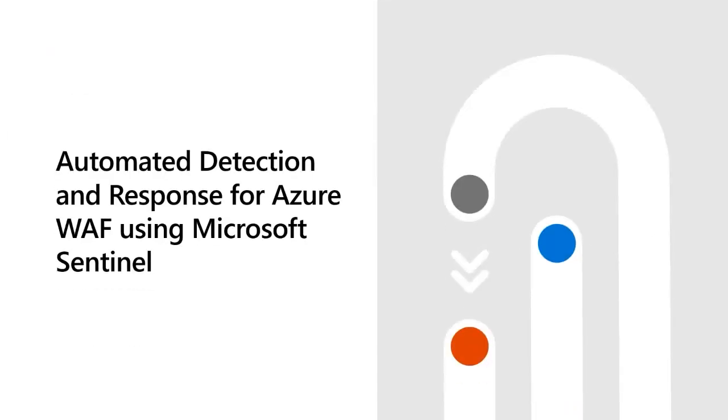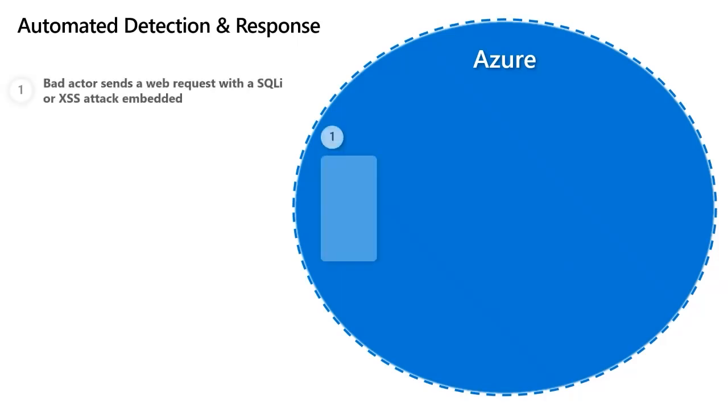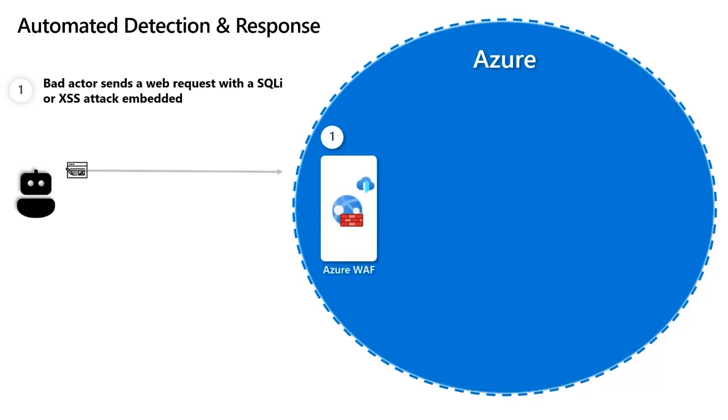All right, so now we're going to start talking about the method to automate detection and response for Azure WAF using Microsoft Sentinel. So to put the technique into perspective, I'll cover what happens once it's enabled in the environment. So first, a malicious actor will send a request to the web application with a SQL injection or cross-site scripting attack embedded. The Azure WAF will identify and block this malicious request, preventing it from getting to the backend application.